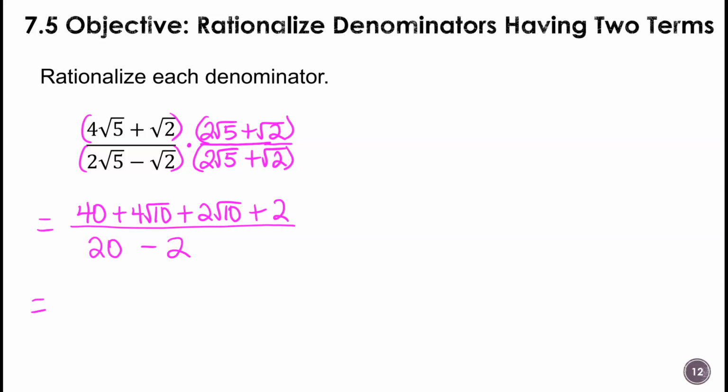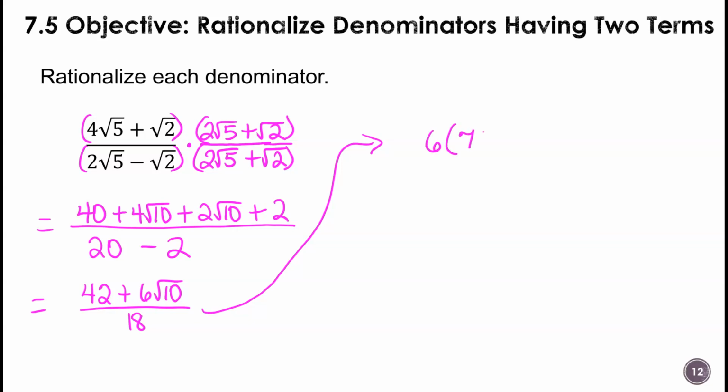I want to combine like terms. So that will be 42 plus 6 radical 10. And that's 20 minus 2, which is 18. Now, you can see that we're going to have some common factors here. In the numerator, I have a common factor of 6. So I'm going to take a 6 out. And that's going to leave me 7 plus the square root of 10.